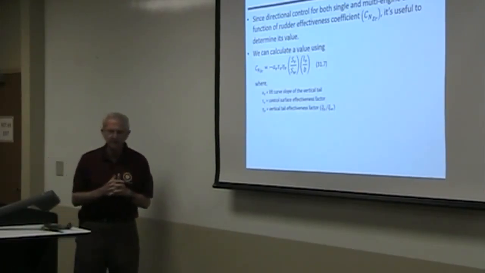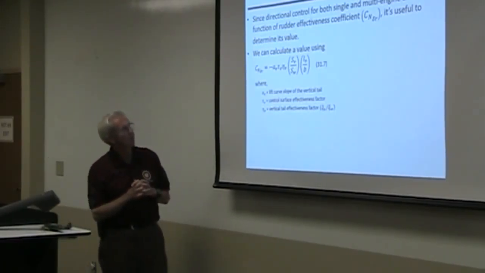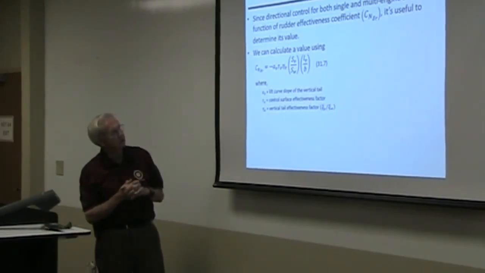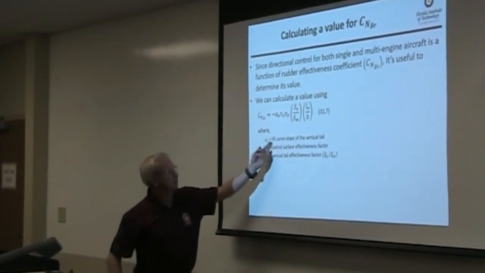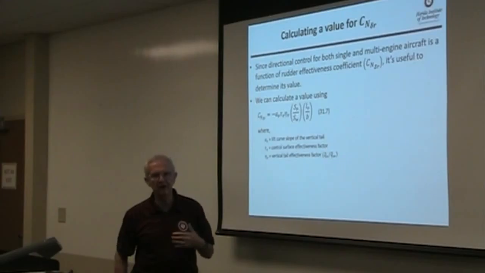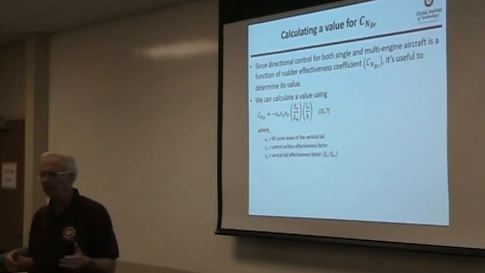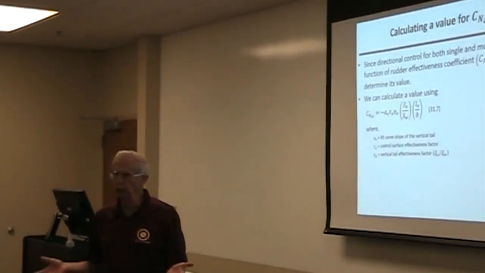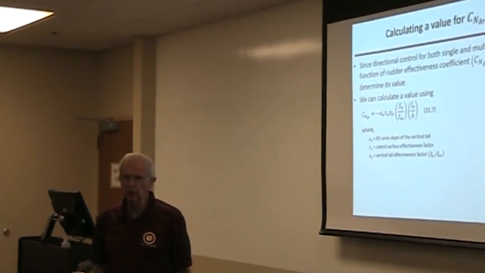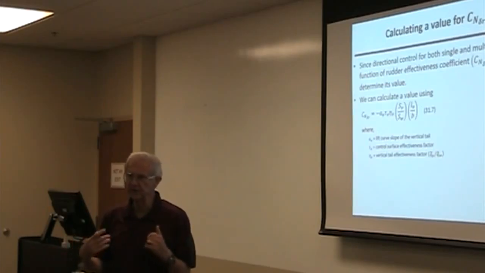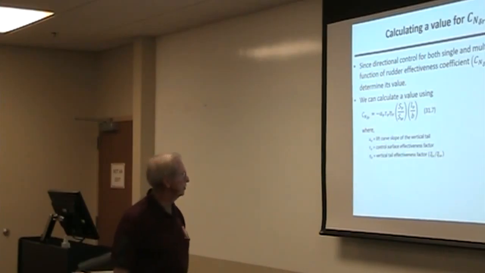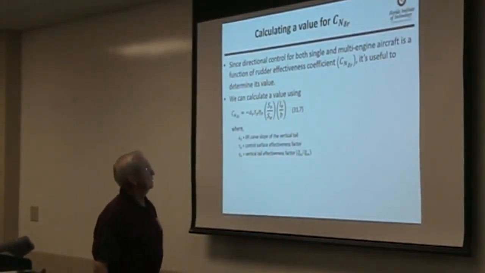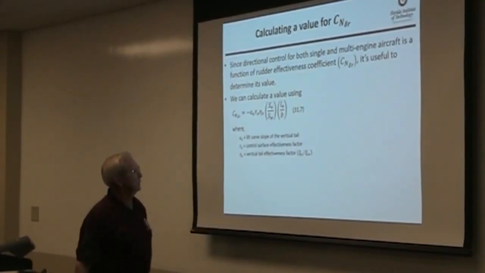How can we determine the derivative Cn delta R? We can calculate it using this equation, because we can come up with the lift curve slope of the vertical tail, knowing that it's a symmetrical airfoil, probably on the order of a NACA 0009 airfoil, which means that it's 9% thick at its max thickness, 9% of the chord thick. So we can find that out of the literature.